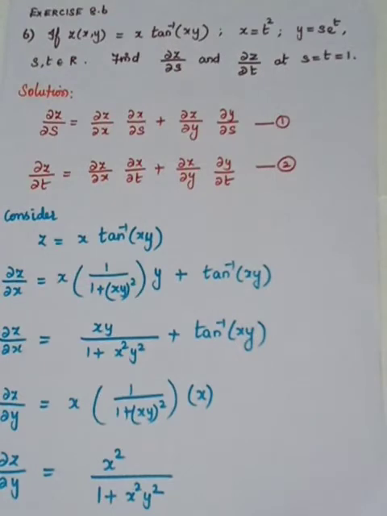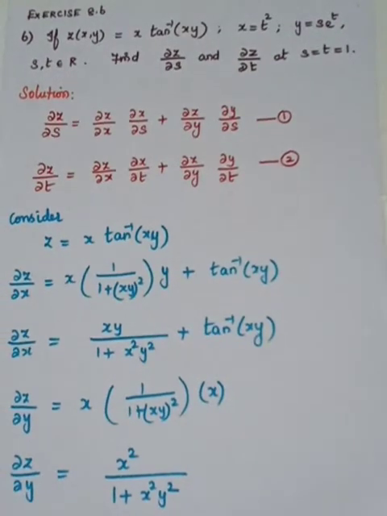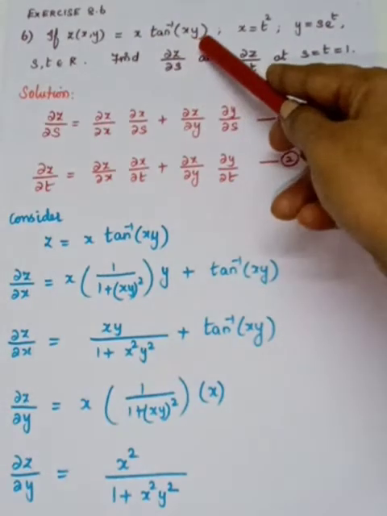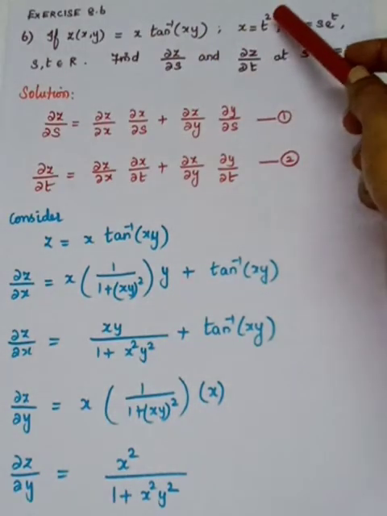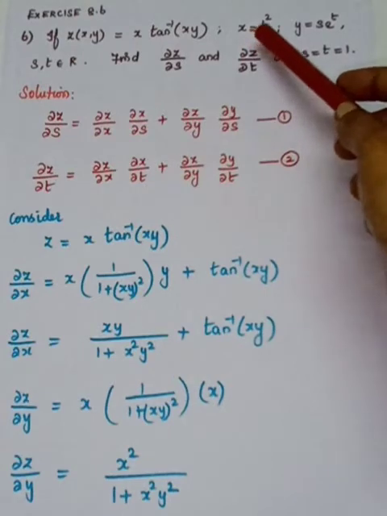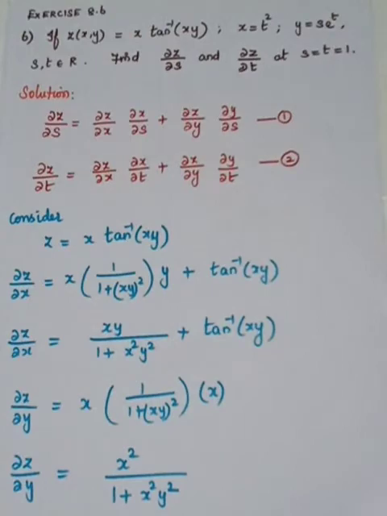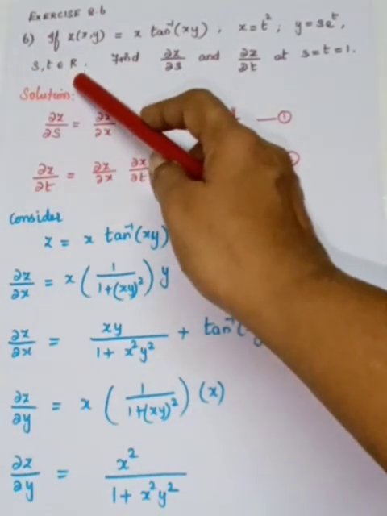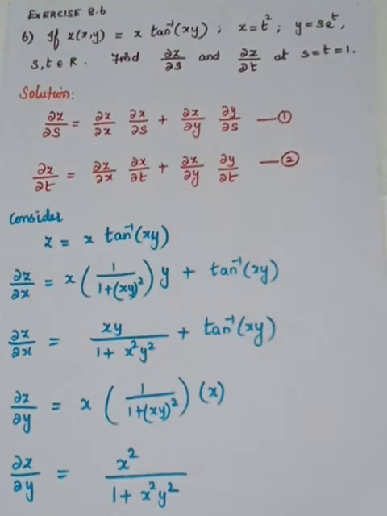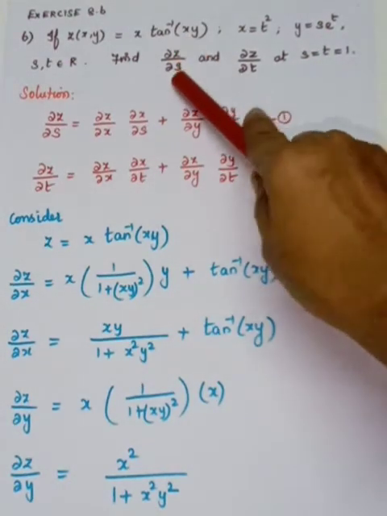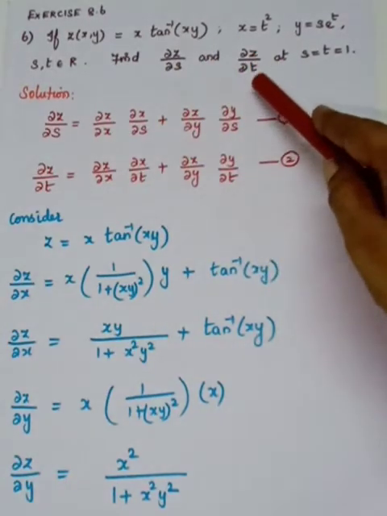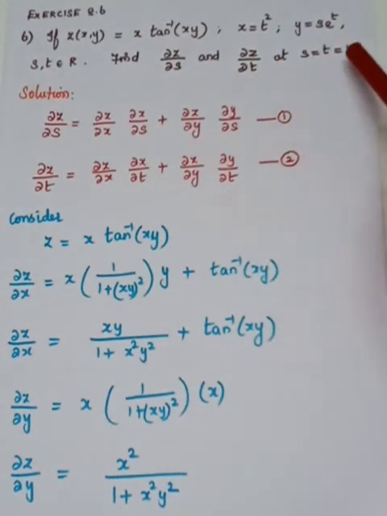8.6. Coming to problem number 6. If z of x comma y, z is a function of x and y, equals x tan inverse of xy, and x is equal to t square. Here, on seeing this, x is a function of t only. But look at y, which is equal to s e power t, and s and t belong to the real numbers. So y is a function of s and t. And you have to find the partial derivatives dou z by dou s and dou z by dou t at s equal to t equal to 1.